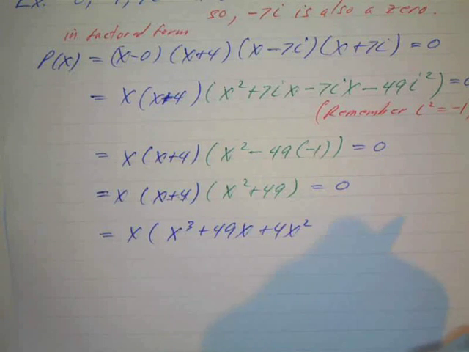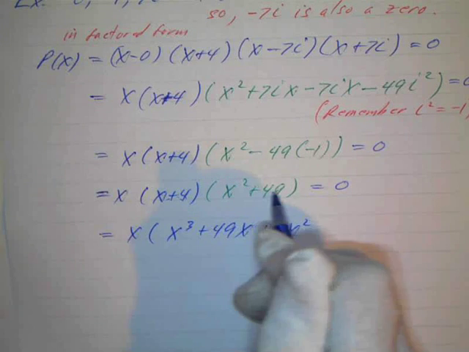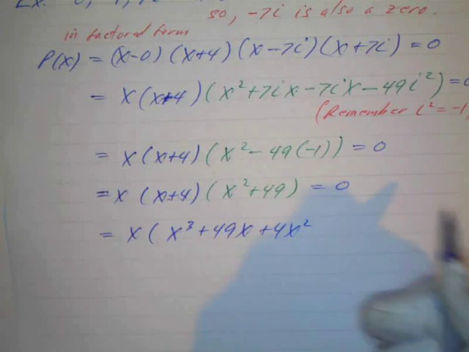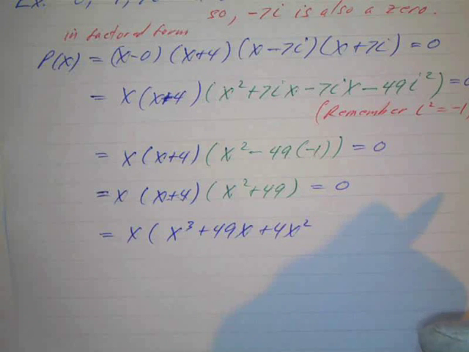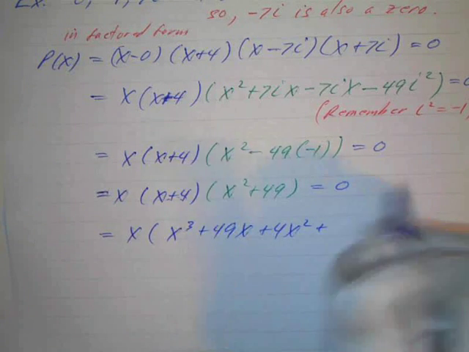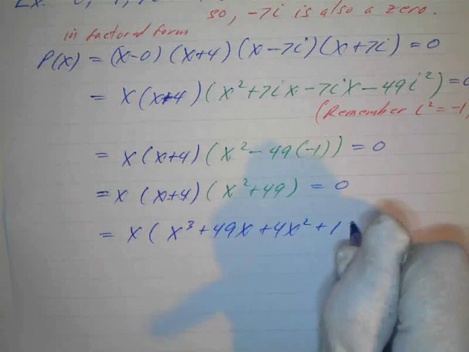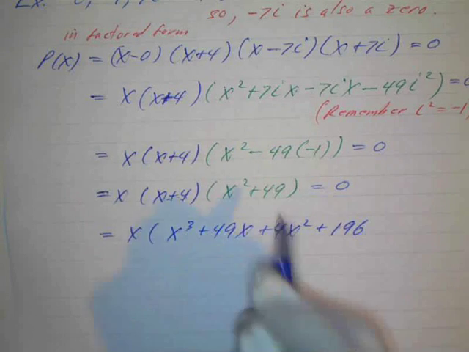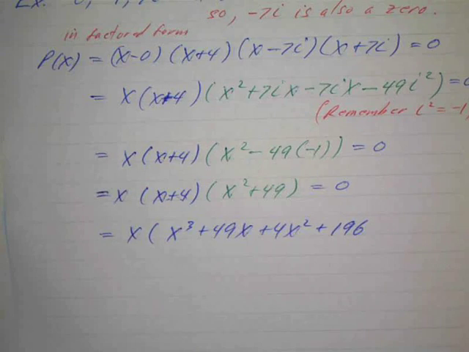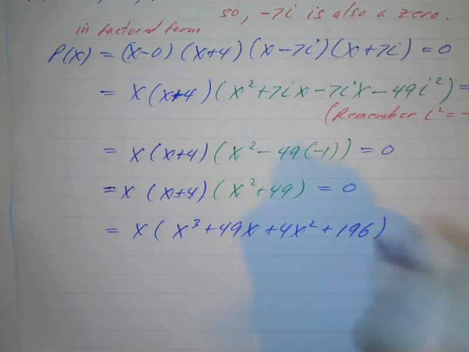49 and 49 is 98, and 98 plus 98 is 196, all right? Double check that. 4 times 9 is 36, carry 3, 16, 17, 196. Yep, double check that arithmetic. Okay, and we've got a parentheses there.